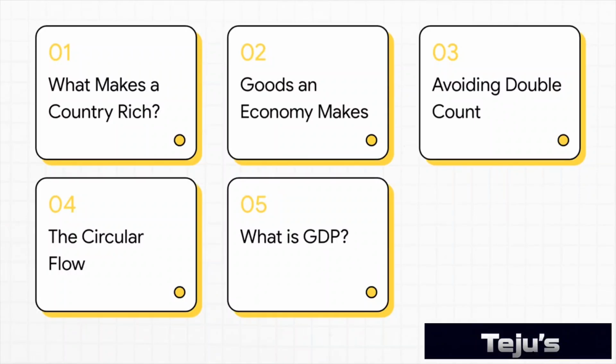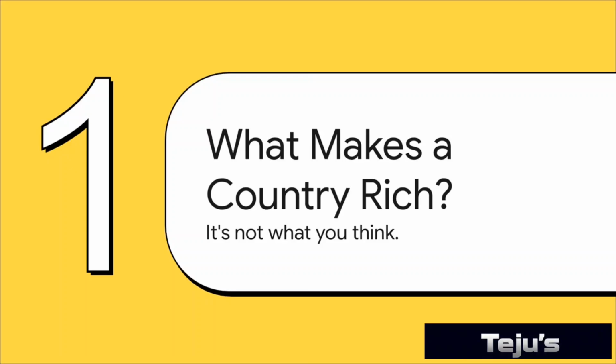So here's our game plan. We're going to start with a really big question. What actually makes a country wealthy? From there, we'll look at the stuff an economy makes, figure out the right way to count it all, see how money and goods move in a big loop, and then finally, we'll put all the pieces together to define that big one you always hear about, GDP. All right, let's jump right into that first question.